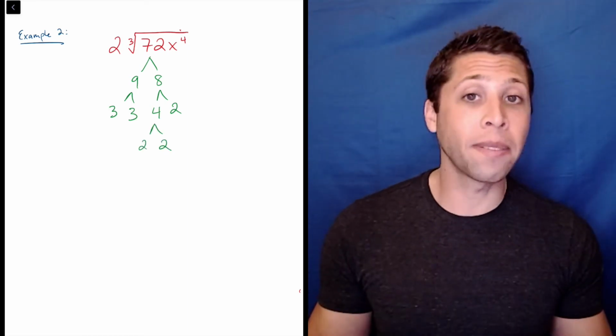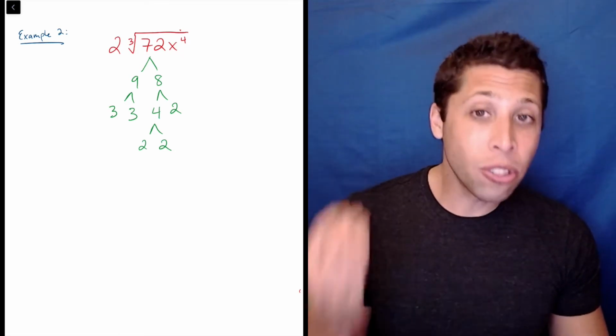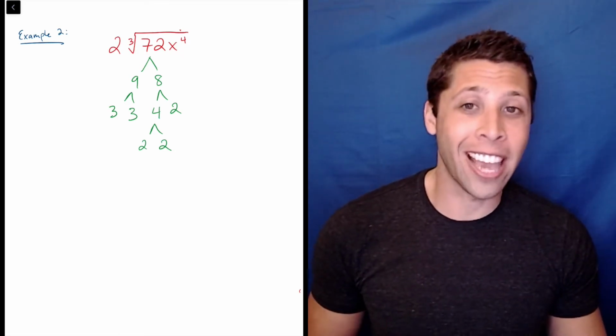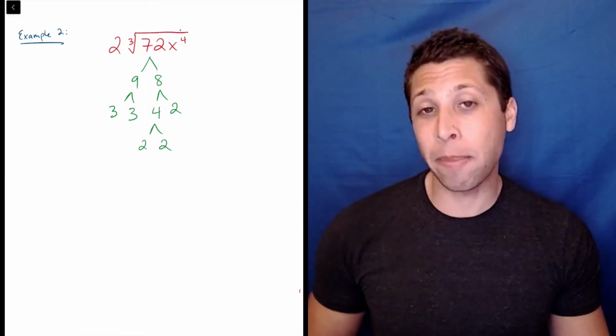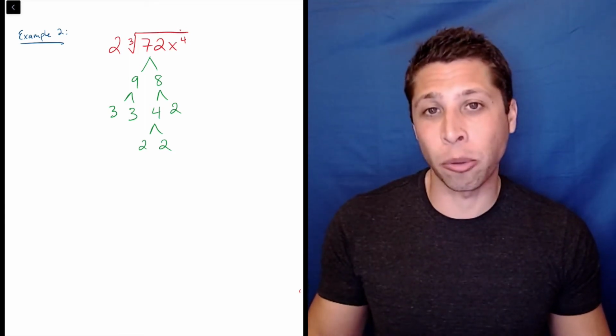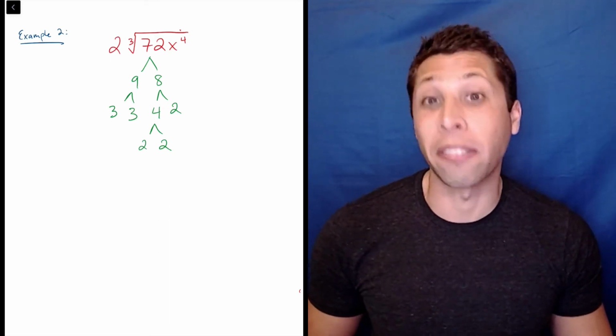If you had broken 72 up in a different way, you'd still get these same prime factors at the end. That's the best part of this method. No matter what you do first, you'll end up in the same place. So just follow your instincts when you're breaking up the number and don't worry about being efficient.